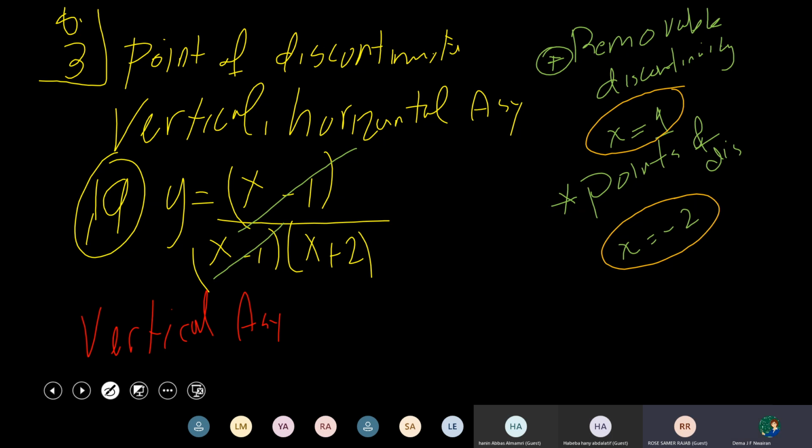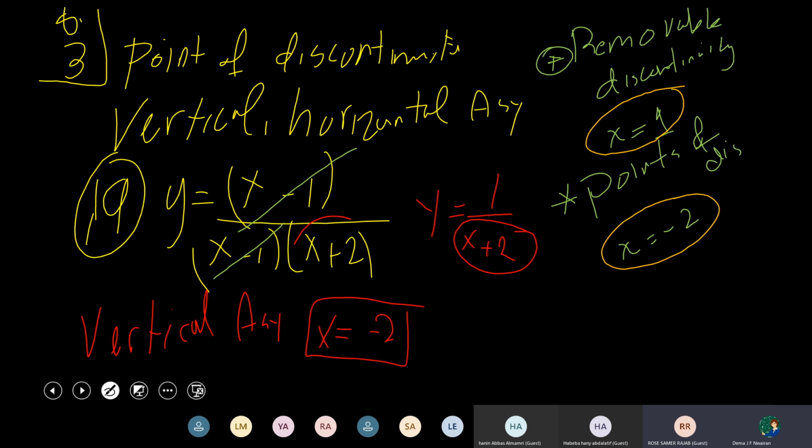Thank you. I mean that after I have simplified it, I have y equals 1 over x plus 2. So Rose, tell me now, the vertical asymptote will be at where? After I simplify it, I have x plus 2. So the vertical asymptote is at the zero of the denominator, when x equals negative 2. This is now the zero of the denominator.